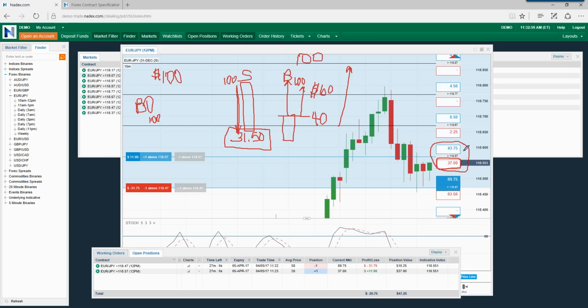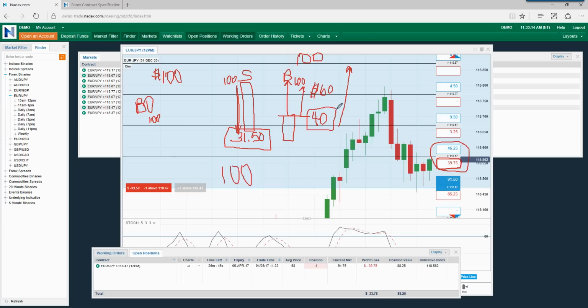How is profit different from payout? Okay, you always have $100 payout, okay? But you have to pay a price to participate. In this case, we paid $40 to enter the binary option. That's the price that we paid. We call that risk, okay?